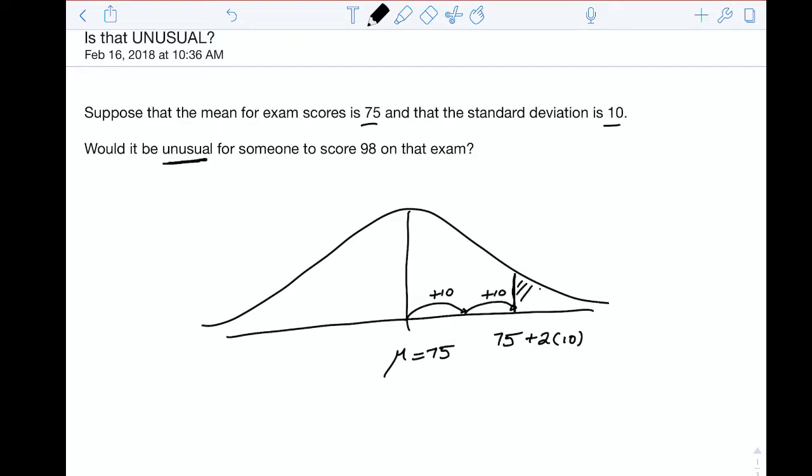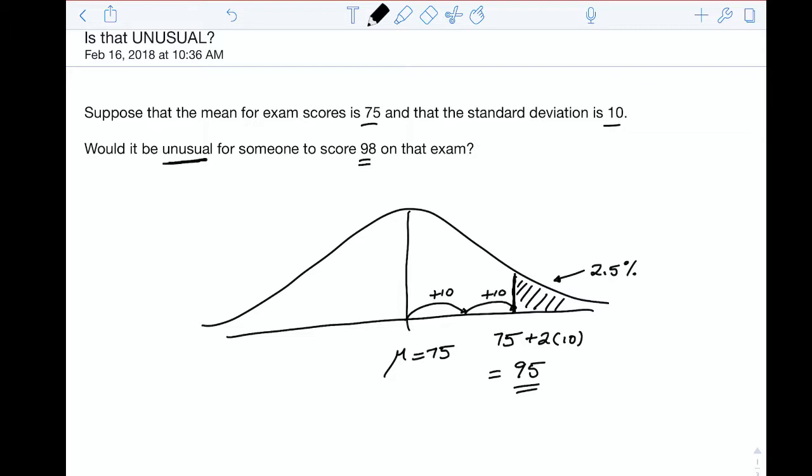So beyond that is just 2.5% of the scores. So if somebody were to score beyond this line right here, there's only a 2.5% chance of that. So let's see what number that is. This is going to be 75 plus 20, which is 95. So anybody that scores above 95, that's considered unusual. So this is one way to answer the question. 98, yes, that goes beyond 95, so that would be considered unusual.